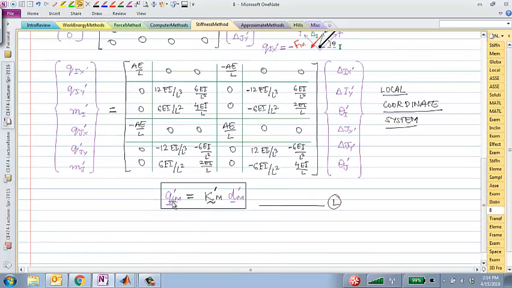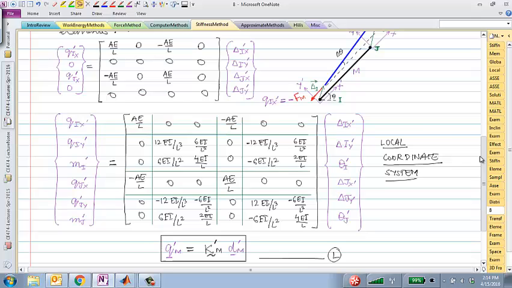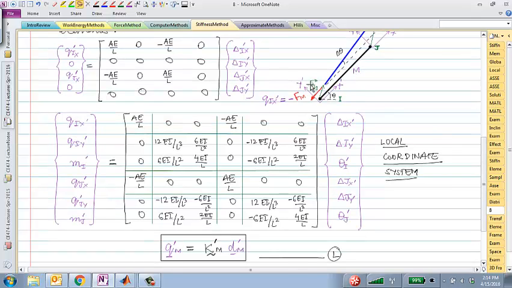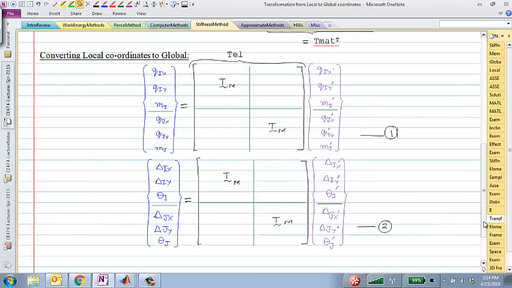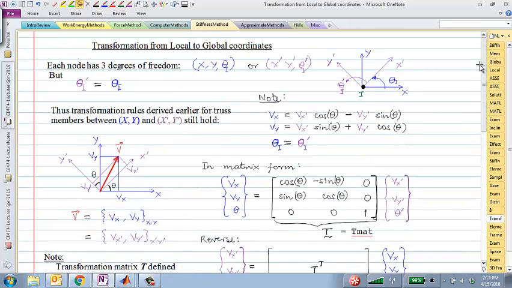Just as a shorthand notation, I'm calling this entire 6x1 internal forces and moments QM prime, which means M is the element, prime stands for the local coordinate system, Km is the element stiffness matrix, again in the local coordinate system, Dm prime is the degrees of freedom in the local coordinate system. So the question now is, how do I transform?